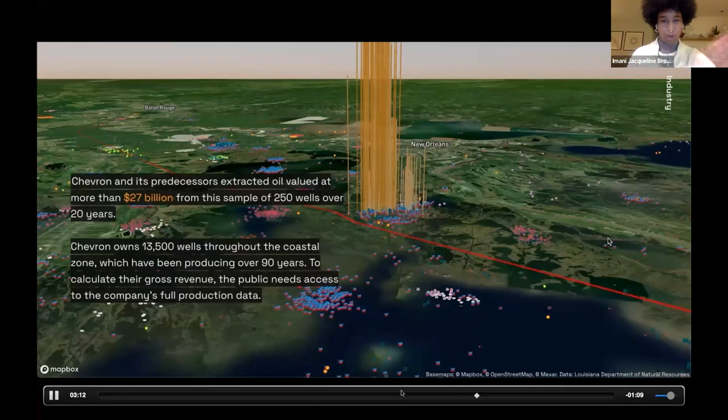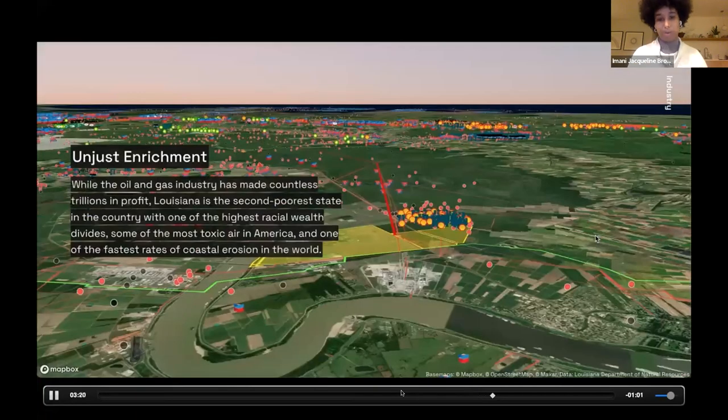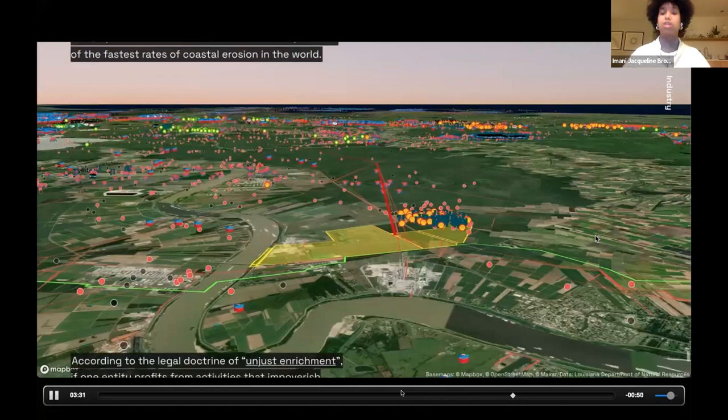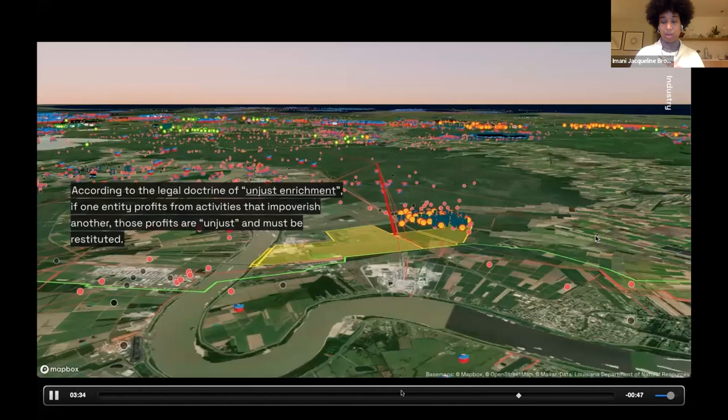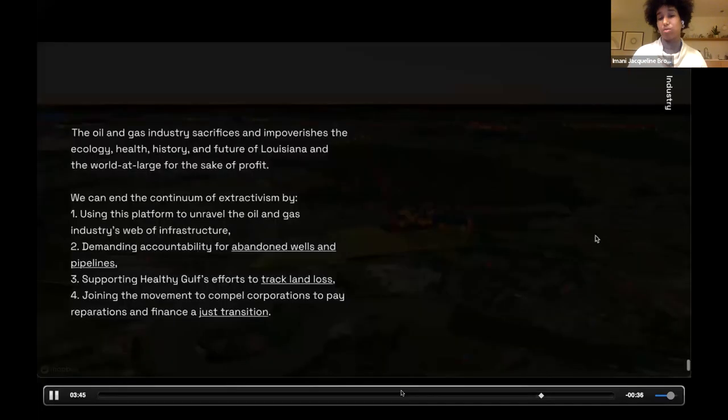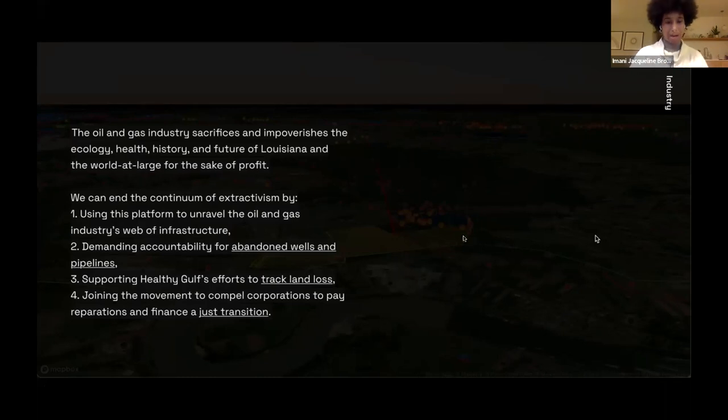And we're cutting now across the narrative, and it carries us to the petrochemical corridor, through the terminus at Mosaic Agrico. We've skipped over the whole part where it really goes into the deep history of slavery on this land, and showing how the oil and gas industry has inherited their logics and legacies. But ultimately here, it culminates with the legal doctrine of unjust enrichment, which says that when profits are made by an entity by impoverishing another entity, those profits are unjust and need to be restituted. So the platform ends there.